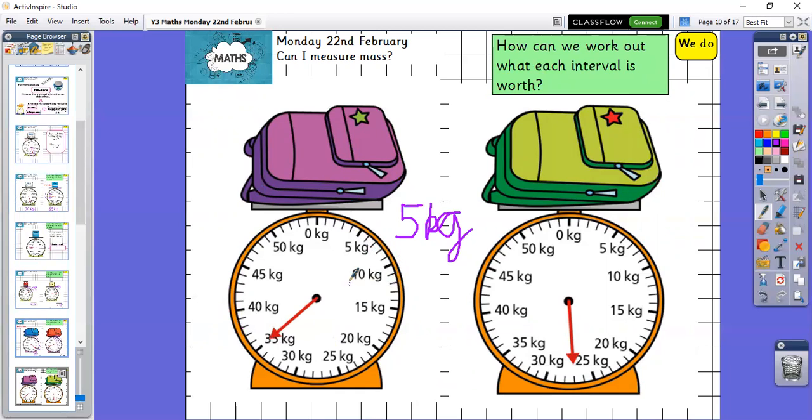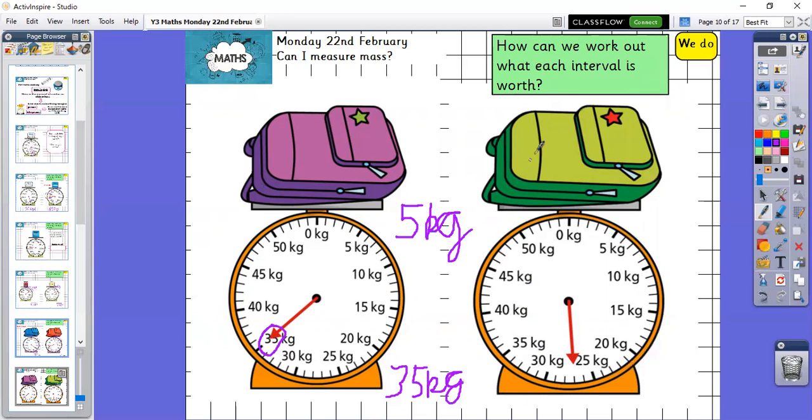So let's go around to where our arrow is. Oh, we are really lucky with this one. The arrow is pointing directly at a number. I know it's counting up in 5 kilograms. I'd already worked that out. So I know that this suitcase here, or is it a backpack? It might be a backpack, weighs 35 kilograms. That is a heavy backpack. I wonder where this person is going to have such a heavy backpack.